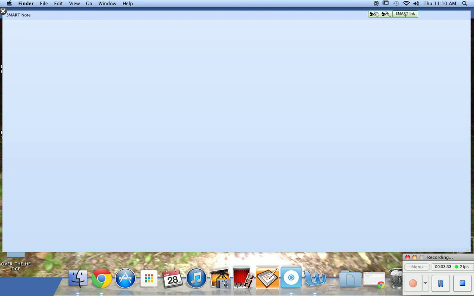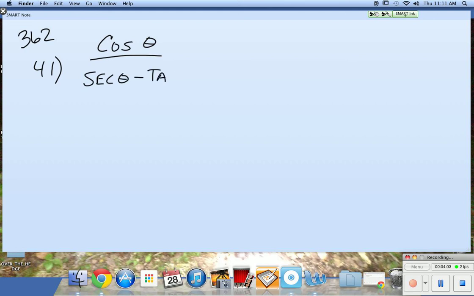Again, we're staying on page 362. Let's take a look at number 41. Let's go in sequence here. This is going to be cosine of theta over secant of theta minus tangent of theta. Now, oftentimes, I don't know what the answer is supposed to look like. I'm going to play with this a little bit to see if I can figure out what it should look like. But the truth of the matter is, until I start getting into this and breaking things down, I don't know.